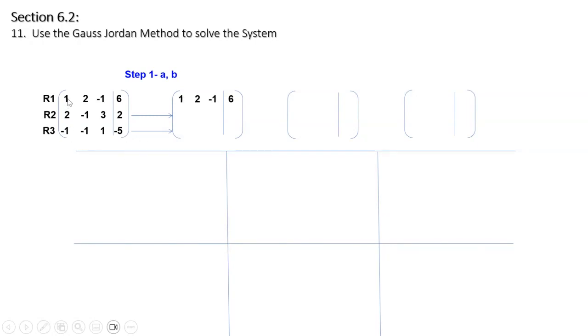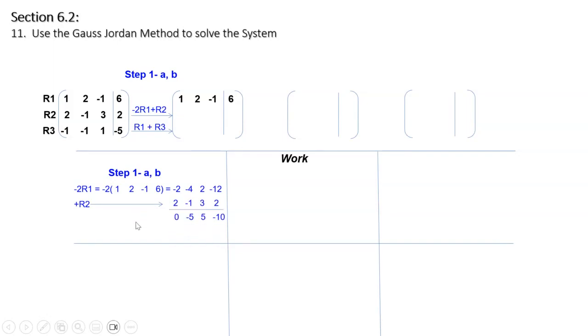So I'm going to multiply -2 times row 1 and add it to row 2. Then since this is already a +1 and a -1, all I have to do for this step is add row 1 plus row 3. And here's the work. Okay, step 1, -2 row 1 plus row 2, we have -2 times row 1. So after I multiply -2 times every term in row 1, it's going to give us -2, -4, 2, and -12. Plus row 2, all we do is slide row 2 over. Then it's going to give us 0, -5, 5, and -10.